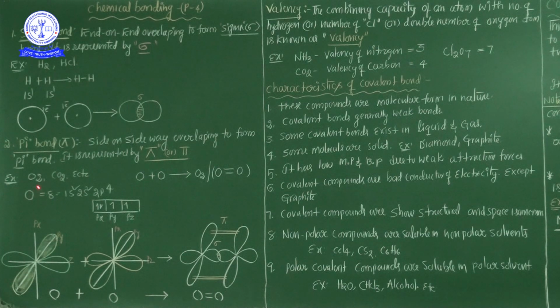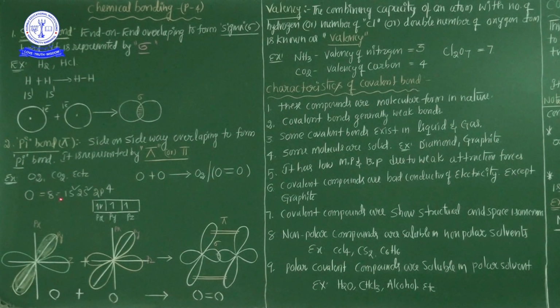So now see here, O2. O plus O gives rise to O2. In between one oxygen and another oxygen, a double bond is there. Double bond means one sigma bond, one pi bond. Now see here, from the structure point of view.